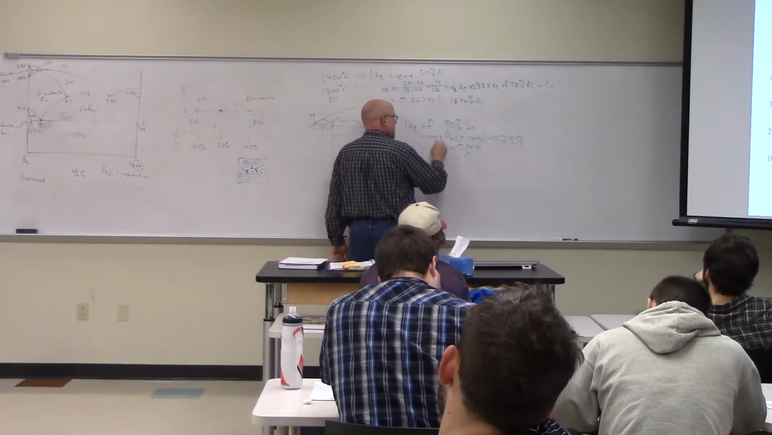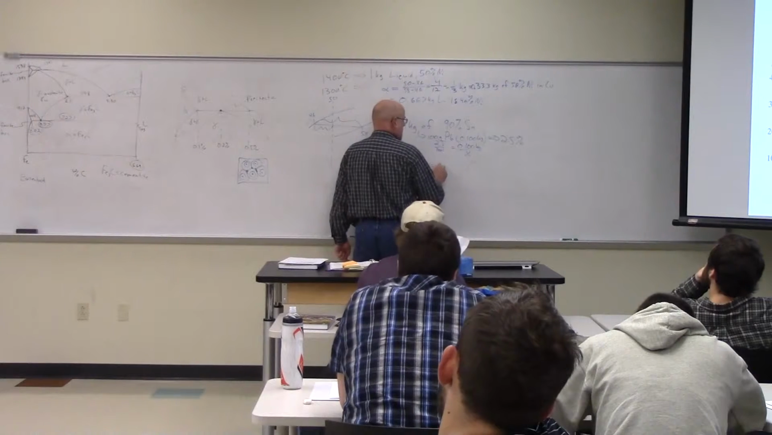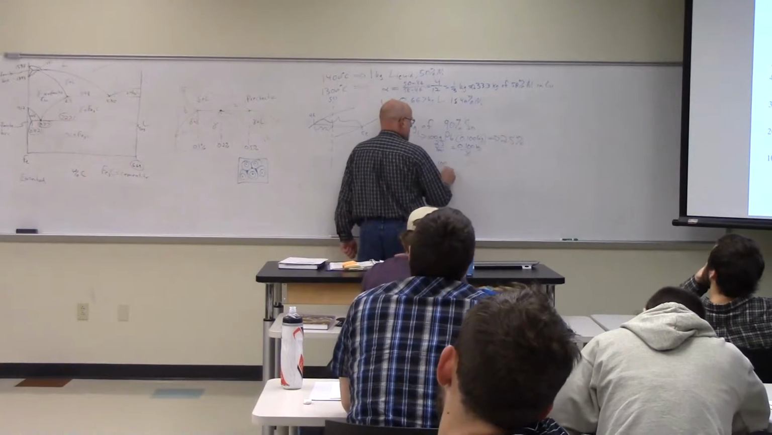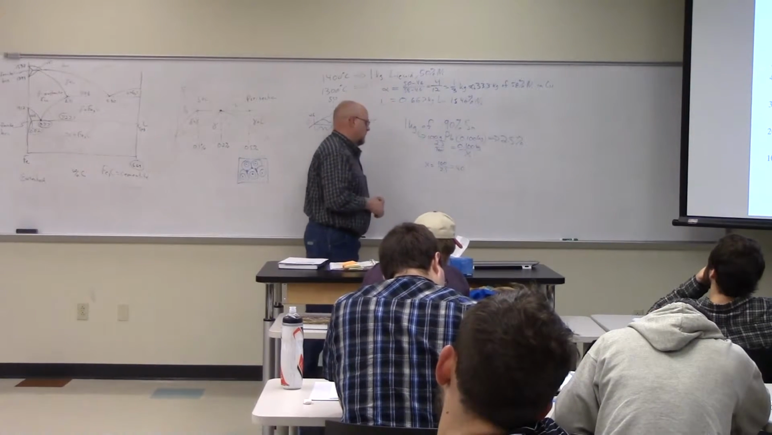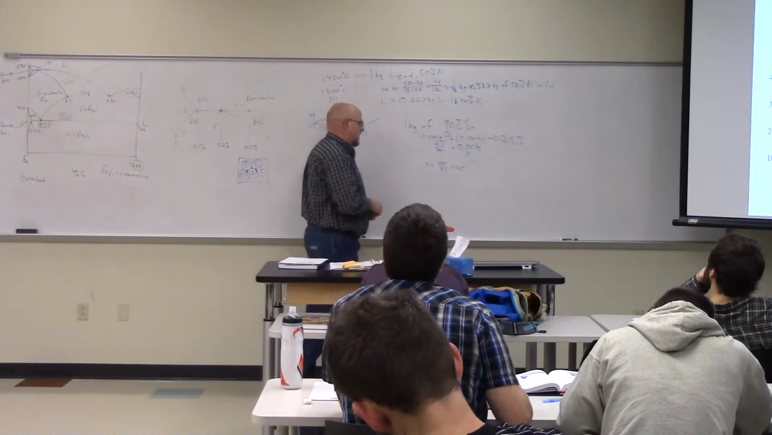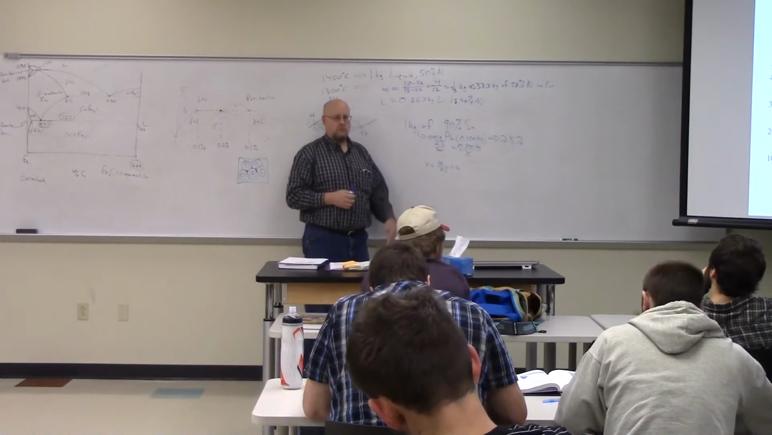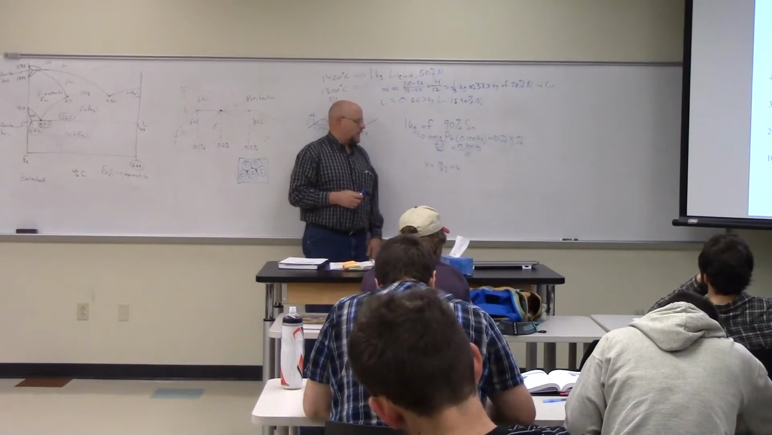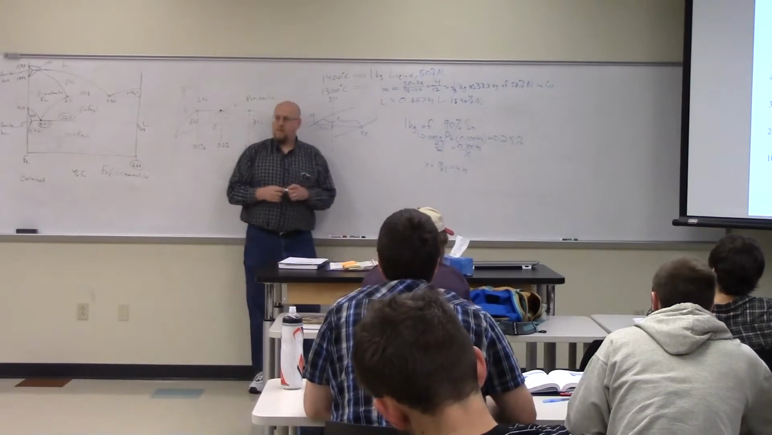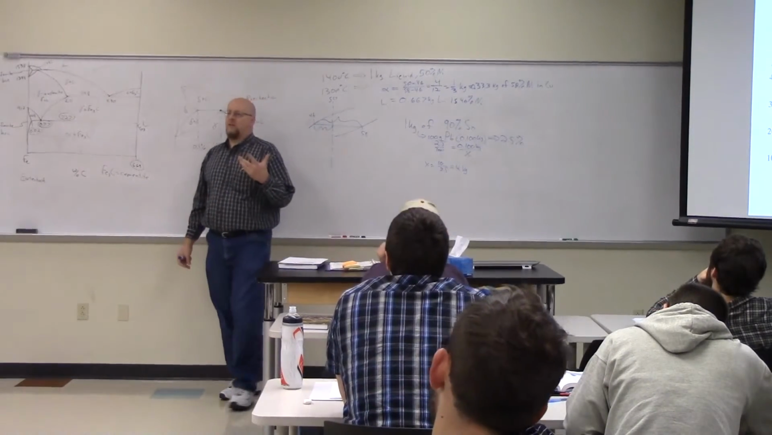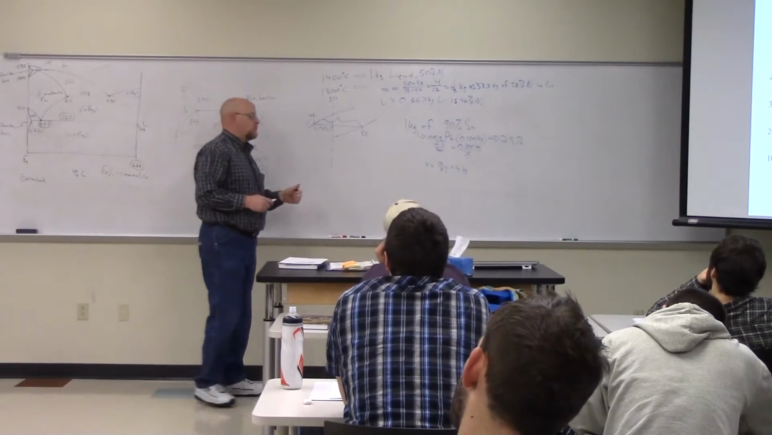So now I've got 2.5 over 100 equals 0.1 over X. Solve that, X equals 0.1 times 100 divided by 2.5, which is equal to 4 kilograms, sorry. So what is X? It's the total mass.